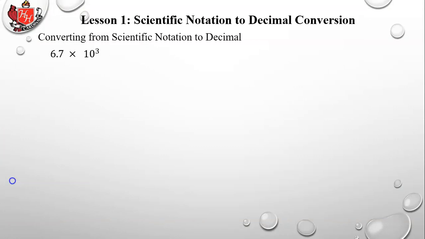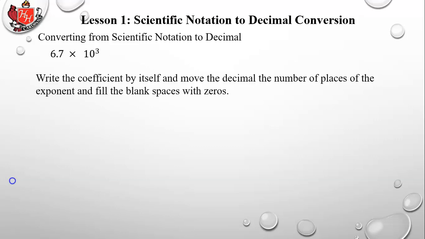Now let's go in the other direction. Let's convert from scientific notation to decimal. So here's a scientific notation number. And what you do is you write the coefficient by itself and move the decimal the number of places of the exponent and fill the blank spaces with zeros. So we're going to write 6.7 by itself, and then you're going to move the decimal 3 places.